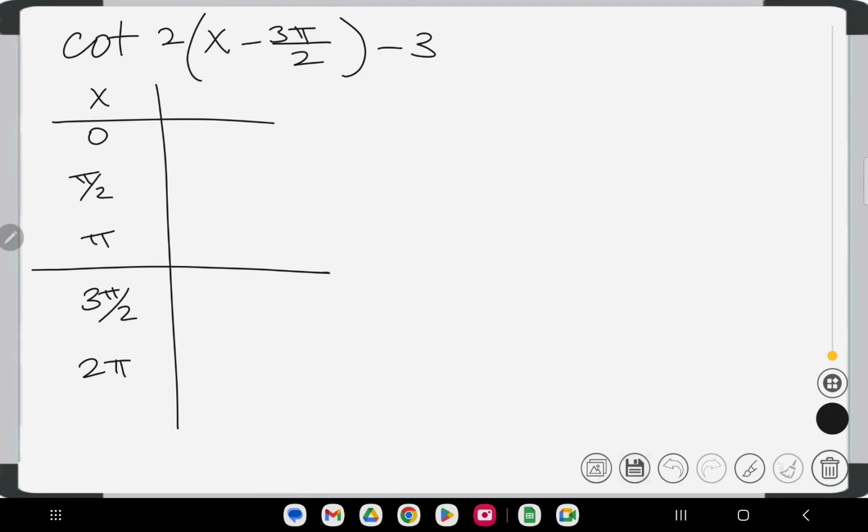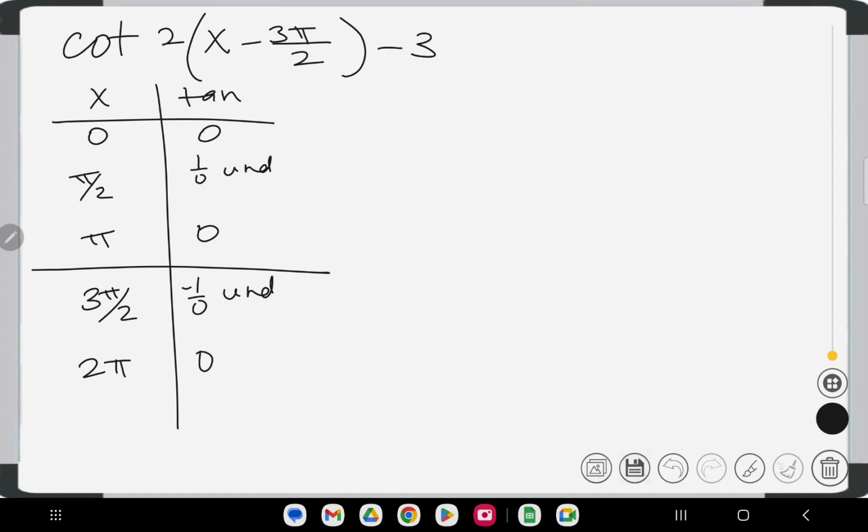All right. So let's fill it out for tangent. So 0, 1 over 0, which is undefined, 0, negative 1 over 0, which is undefined, and 0.